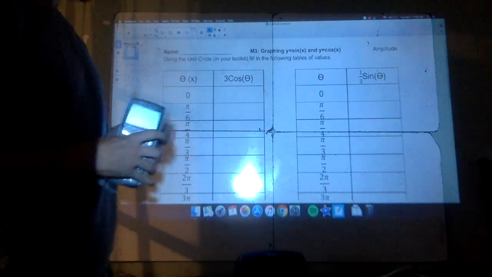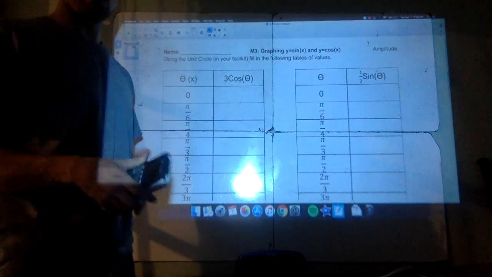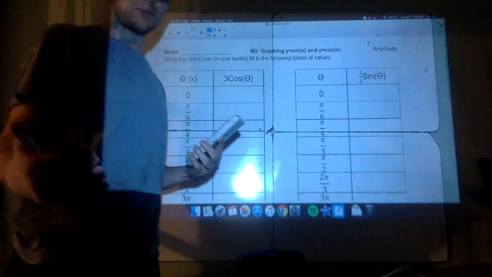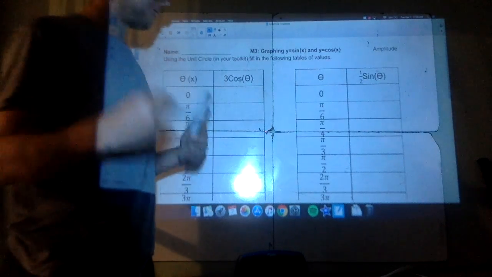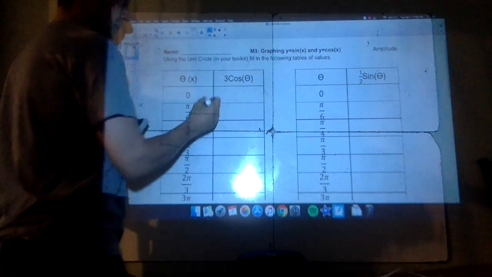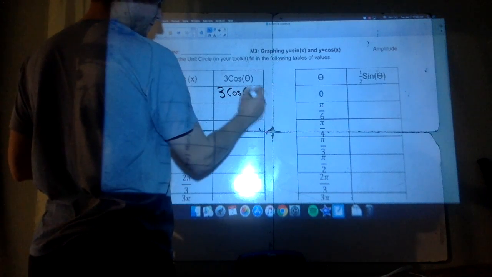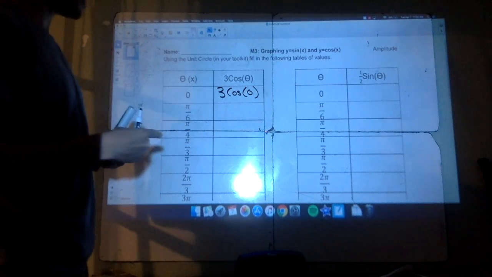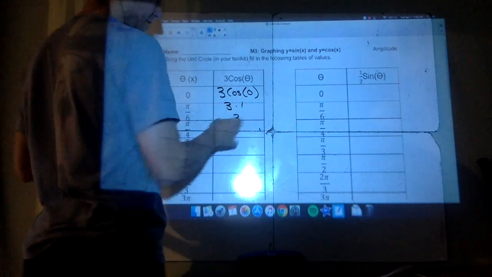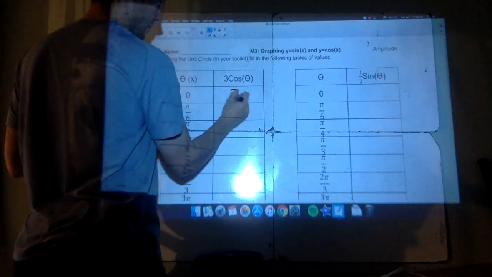What we're going to look at today is what this 3 does to our graph of sine or cosine. How this works is we're still going to use the order of operations, so we do the cosine part first. For 0, for example, we're going to do 3 cosine of 0, and the cosine of 0 is 1. So 3 times 1 gets us 3. So here we get 3.